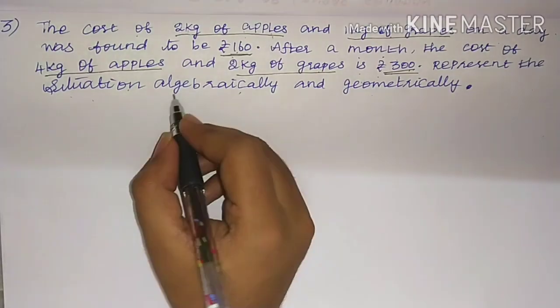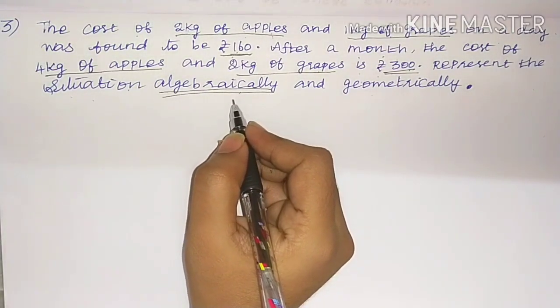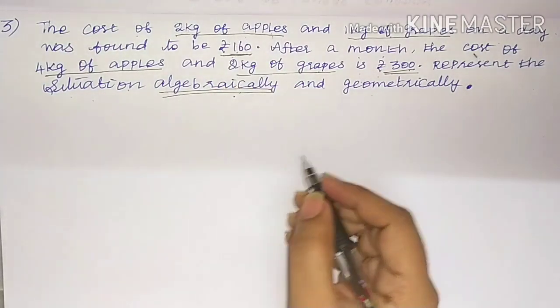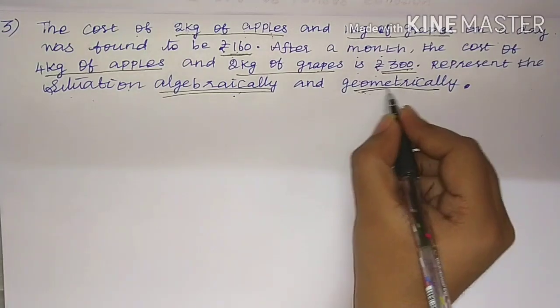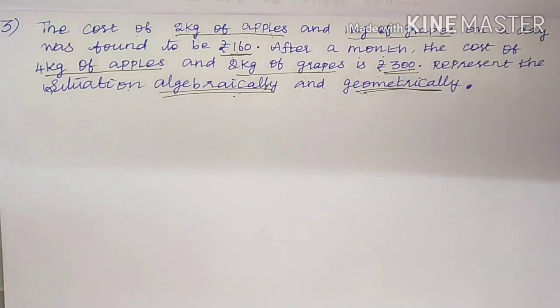Represent the situation algebraically. Algebraically means what? You have to create a linear equation in two variables for the two situations. Next we have to draw the graph, that is called graphically. First we can write it algebraically. So here which one do we consider as x and y? The cost of apple we consider as x and the cost of grapes we consider as y.